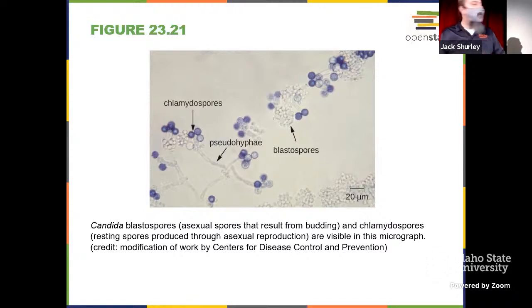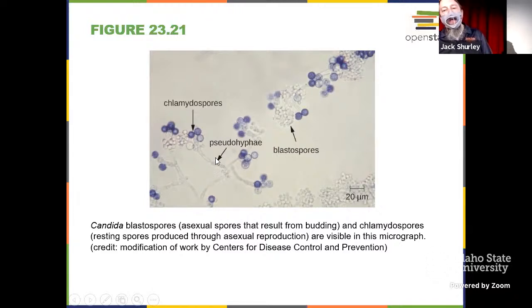It's all good. All right, so Candida, as we look at this, we're looking at a handful of yeast cells, and some of them in the process of reproducing. So we can see these blastospores and chlamydiospores. The blastospores are asexual, resulting from budding, which is how these yeast cells are reproducing. And then the chlamydiospores, these are resting spores, also asexual, but a little bit different. So you don't need to get bogged down with all of that stuff.